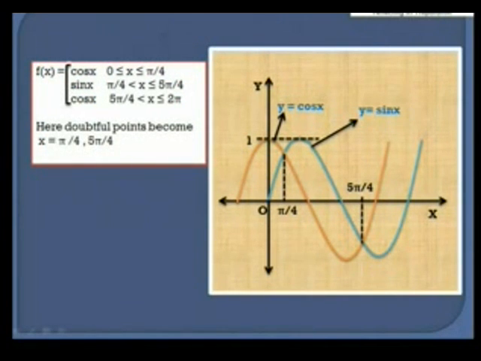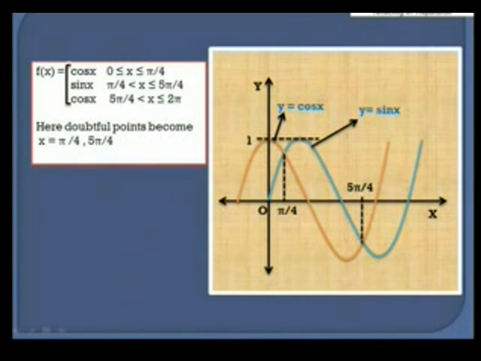So we first draw the graph of y equal to sin x. This is the graph of y equal to sin x. It is equal to 0 at x equal to 0, equal to 1 at x equal to π/2, equal to 0 at x equal to π, equal to minus 1 at x equal to 3π/2, and equal to 0 again at x equal to 2π. Similarly, we draw the graph of y equal to cos x, which is equal to 1 at x equal to 0, equal to 0 at x equal to π/2, and so on.